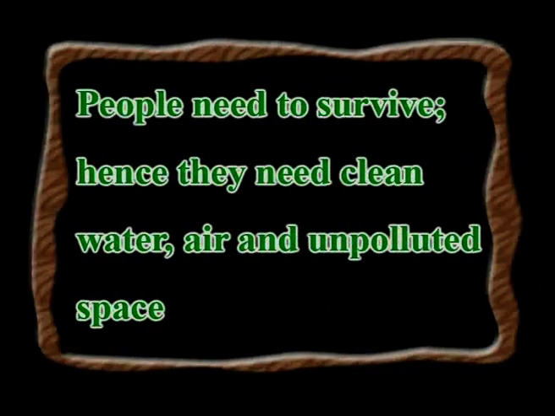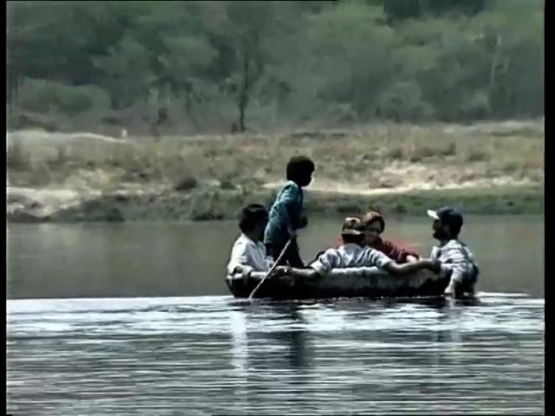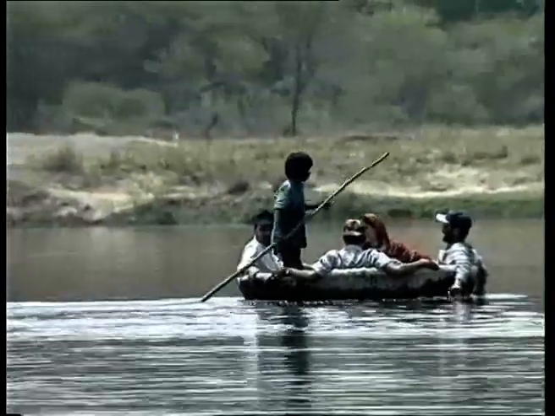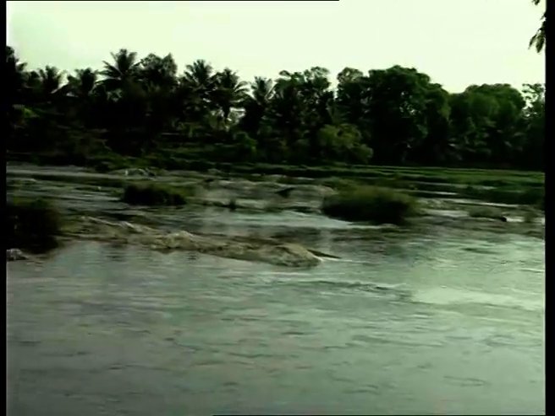Children need a happy home environment. A well-planned modern factory needs to offer a pleasant working environment. People need to survive, hence they need clean water, air and unpolluted space. Therefore, we can create certain beautiful environmental conditions and we need to preserve the natural environmental conditions.